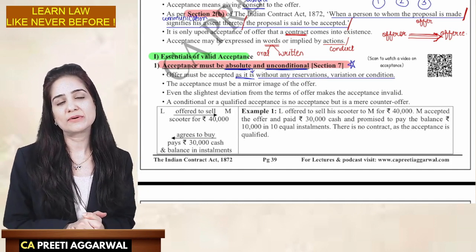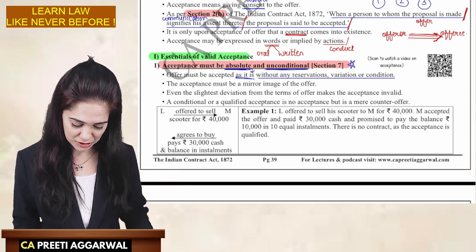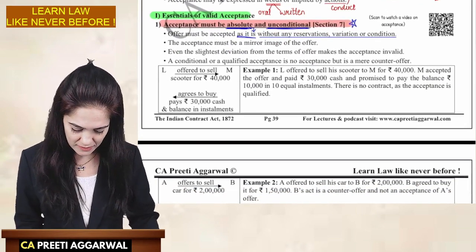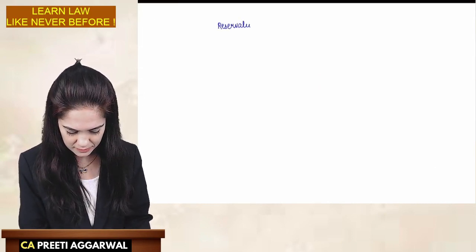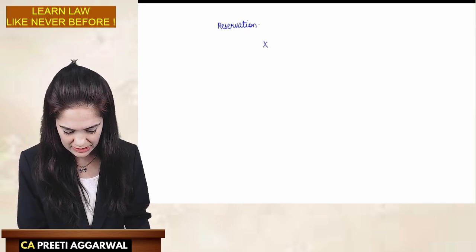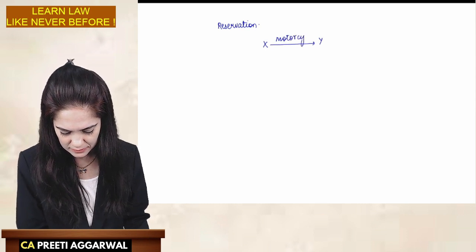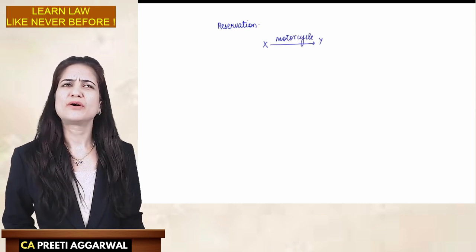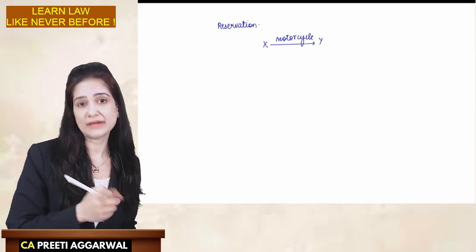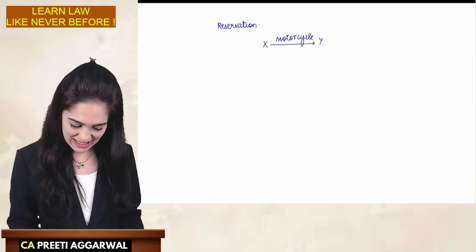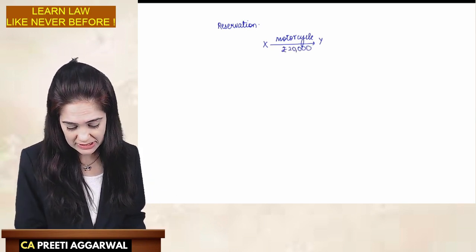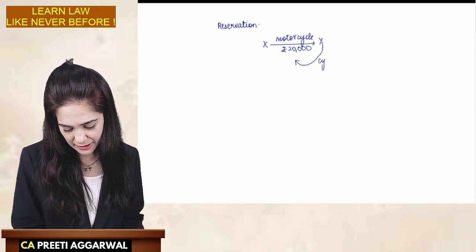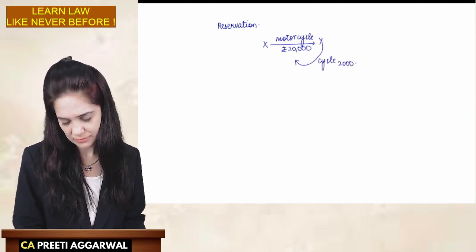I will accept. Let me give you an example of reservation. Okay, it's a very interesting point. Let's give you an example of reservation. X asks Y, will you buy my motorcycle? I will buy your motorcycle provided you buy my cycle for 2,000 rupees. So X offered to sell his motorcycle. He said, will you buy it for 20,000 rupees? He said, I will buy your motorcycle provided you buy my cycle for 2,000 rupees.